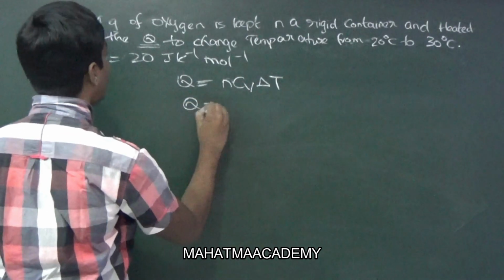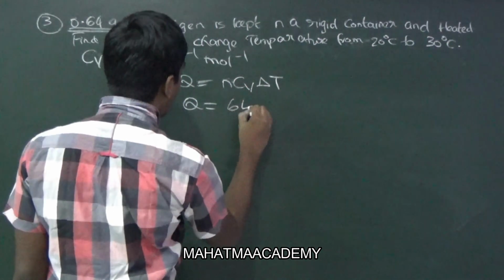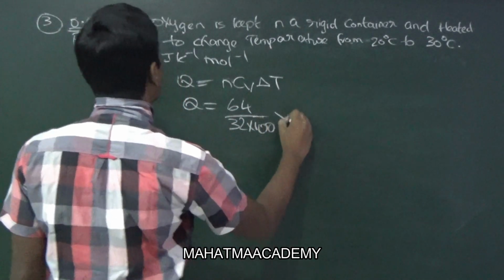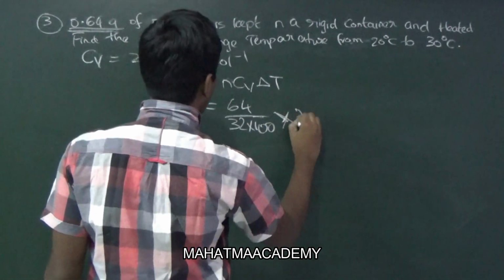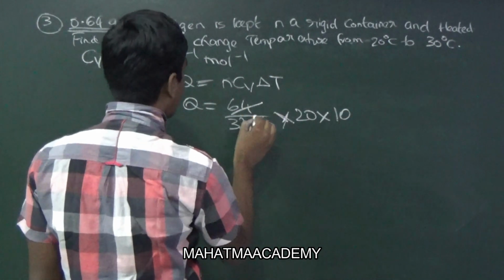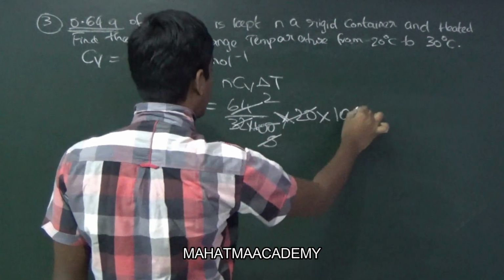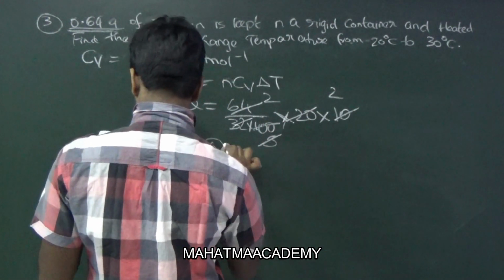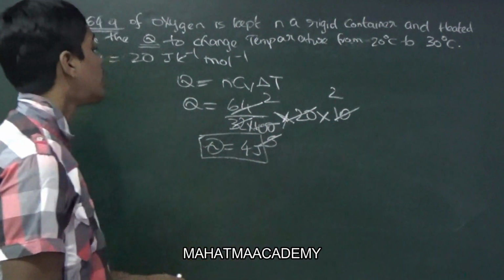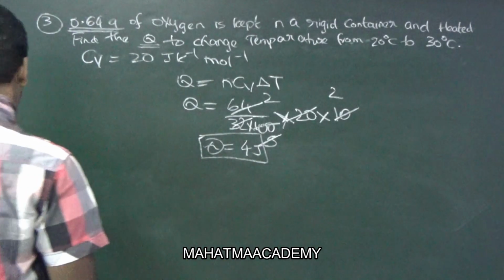Q is equal to n. In the question they have given the mass, so it is 64 by 32 into 100. Cv means 20 into 10, delta T. Ones, twos. So Q is equal to 4 joules. Yes, we got the right answer. Others, it is a simple question. Okay, let's discuss the next problem.